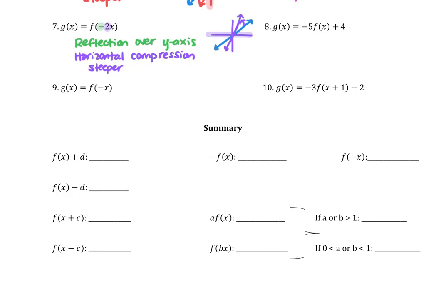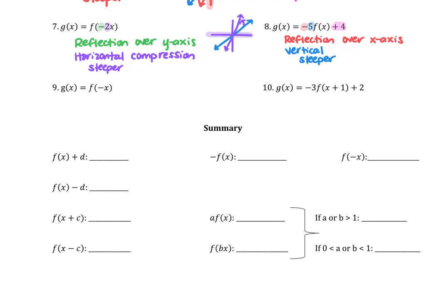Number 8, on this one, I actually see 3 changes. I have a negative, I have a 5, and I have a +4. So let's start first with that negative. It's in front of the f of x, so that tells me it is a reflection over the x-axis. The 5, since it's in front of the f, tells me it's a vertical change. Since it's greater than 1, it is getting steeper.